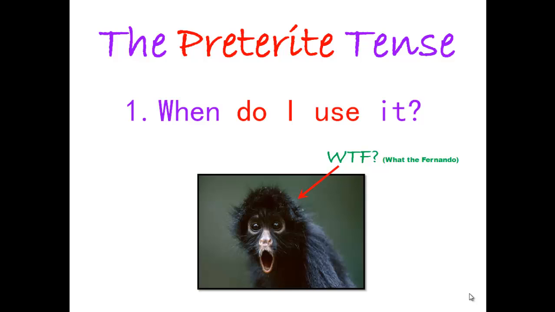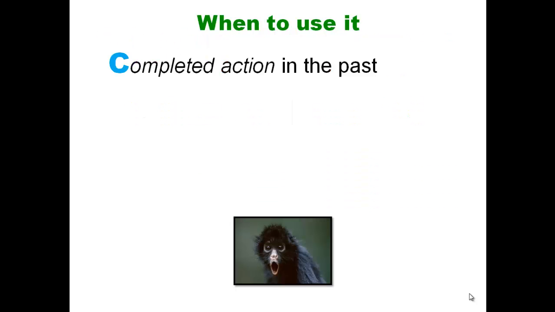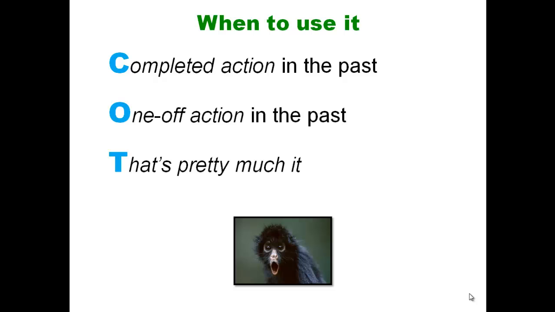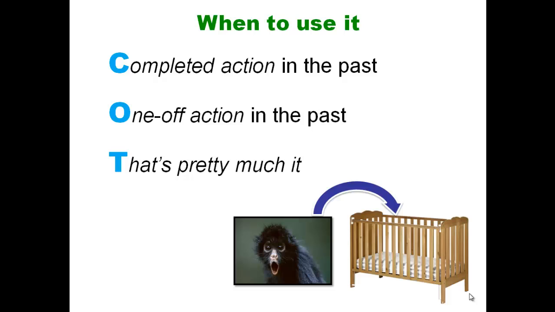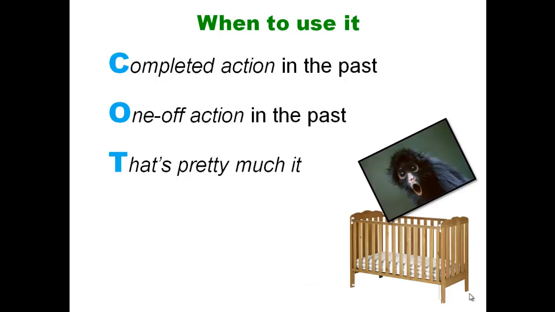So, a really simple way of remembering when you use it. I think you think of it like this: a completed action in the past, a one-off action in the past, and that's pretty much it. So I want you to think about my angry monkey that we've got down here in the corner. What's the best thing to do with an angry monkey? You put him in a cot, or a surprised monkey in this case. So you use the preterite tense with cot. Completed action in the past, one-off action in the past. That's pretty much it.